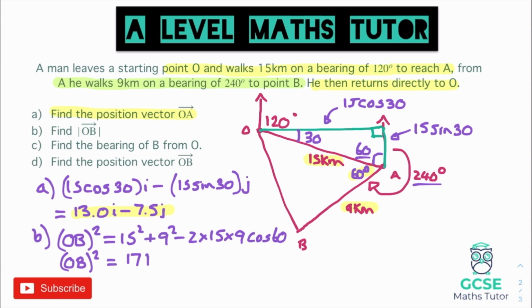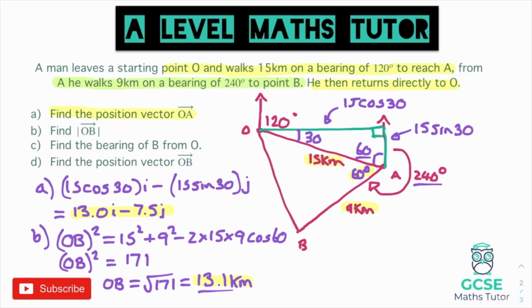So there we go. To get OB, we would just have to square root our answer. So OB is going to be the square root of 171, which, if we do it to 1 decimal place again, comes out as 13.1 kilometers. And there we go, that is the length of O to B, or in this case we are calling that the magnitude of O to B. Again, they mean the same thing when we're looking at this vector.